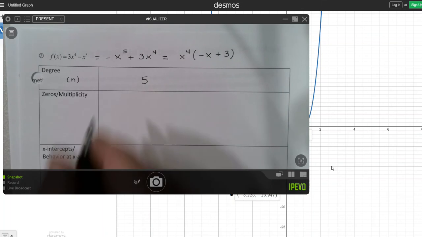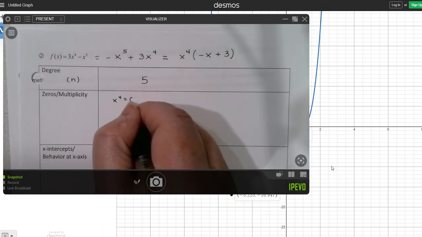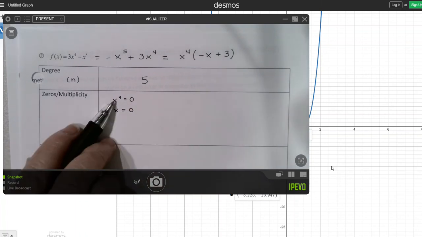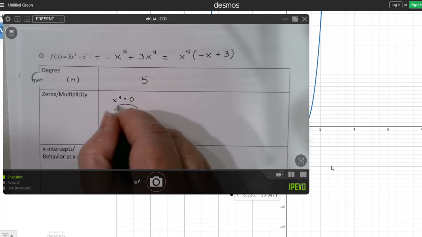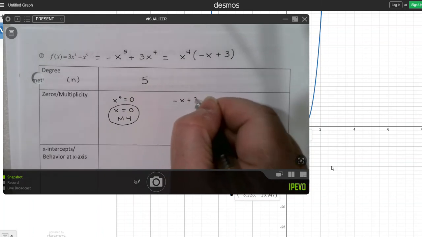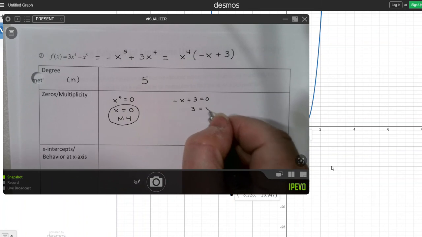So, x to the 4th equals 0, which is going to give me x equals 0, but with multiplicity 4. Or minus x plus 3 equals 0, which is going to give me 3 equals x, and that just has multiplicity 1.